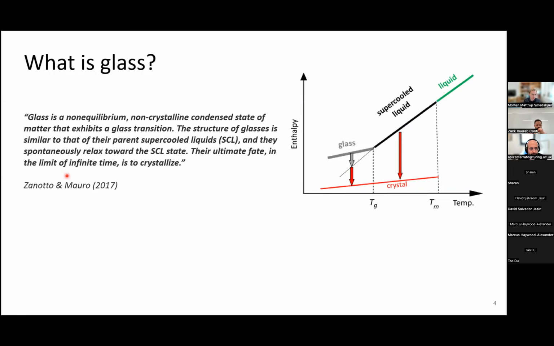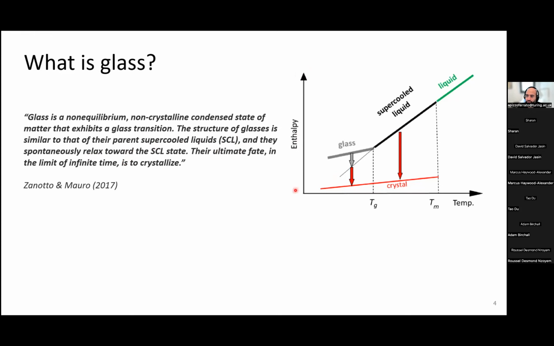So even those of us in the field don't always fully agree about the definitions, even though it's this very old material. This is a definition from 2017 that I like from good collaborators and colleagues, Edgar Zanotto and John Mauro, saying that glass is a non-equilibrium, non-crystalline condensed state of matter that exhibits a glass transition, and the structure of glasses is similar to that of their parent supercooled liquid, and they'll relax to this state, and the ultimate fate of glass is to crystallize.